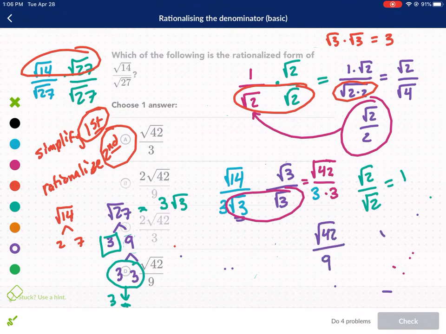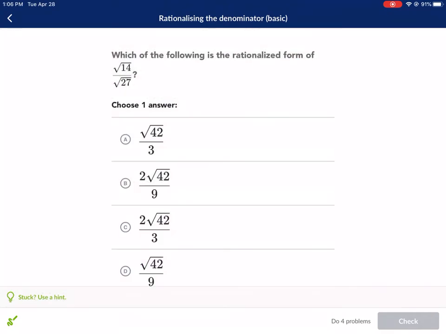Square root of 42 cannot be simplified any further. We have 7, 6, 2, 3. There's no pairs of numbers, so all of these stay home. This radical cannot be simplified. So your final answer is square root of 42 over 9. Square root of 42 over 9, option D.